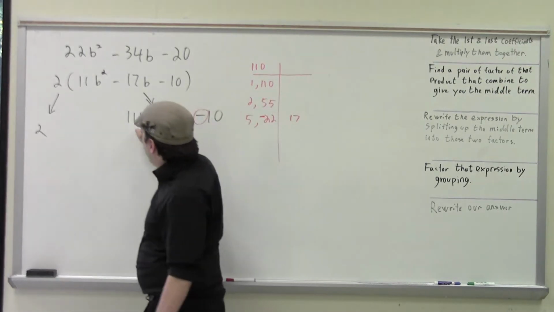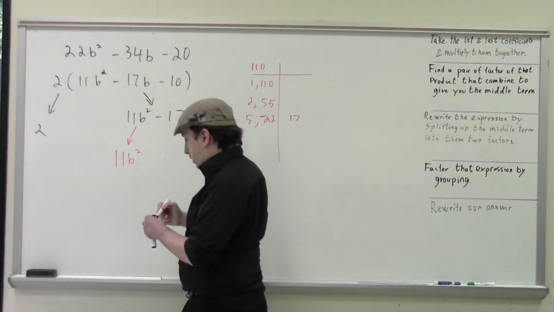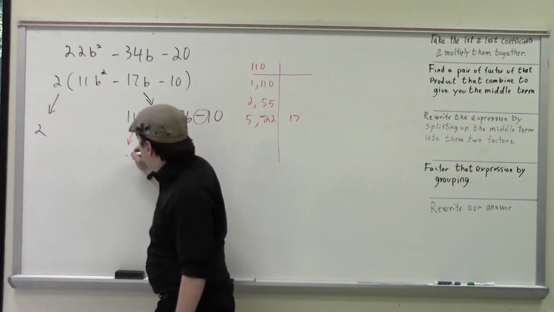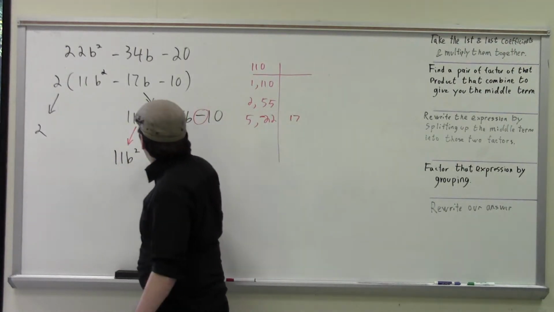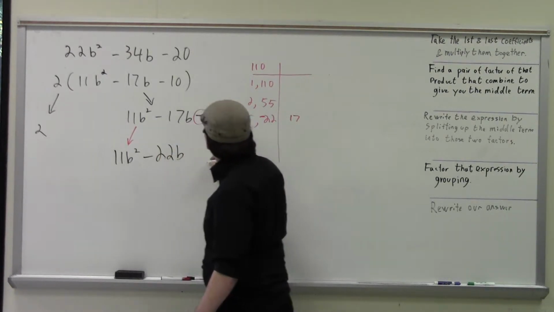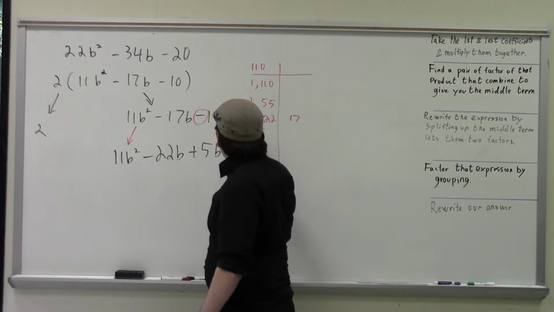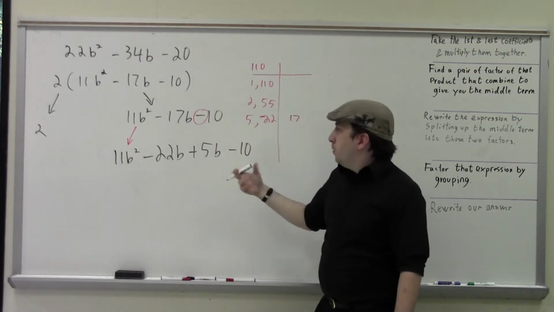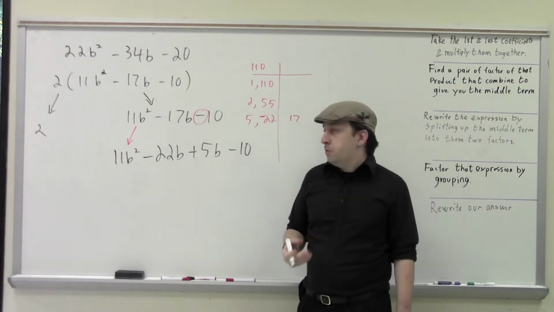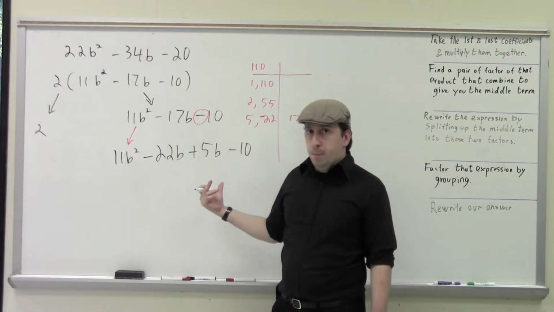All right, we're going to break this up now. I've got 11b squared minus 22b plus 5b minus 10. And this time, I've switched the order of these to make it more fun to factor. That's just my personal preference. If you have it as plus 5b and minus 22b, it'll work out the same way.